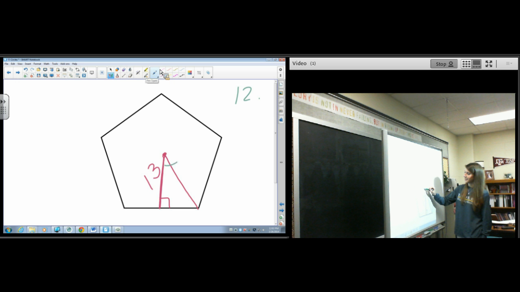Okay. How long is one side of that square? 20. Very good. What's the area of that square? 400. We now are halfway-ish done. There's the area of the square. Now let's find the area of the hexagon.